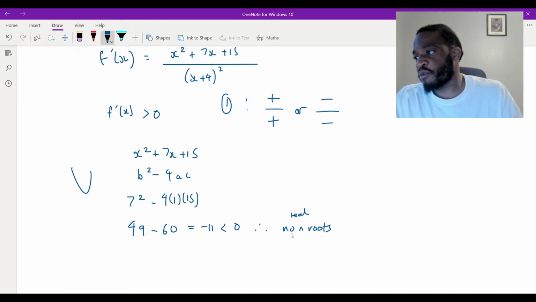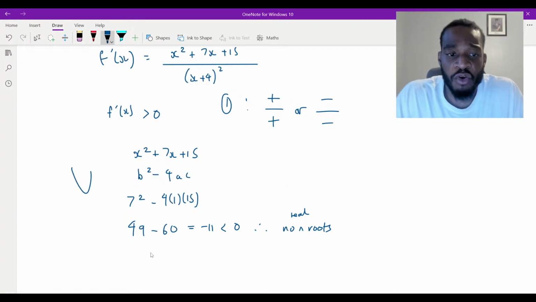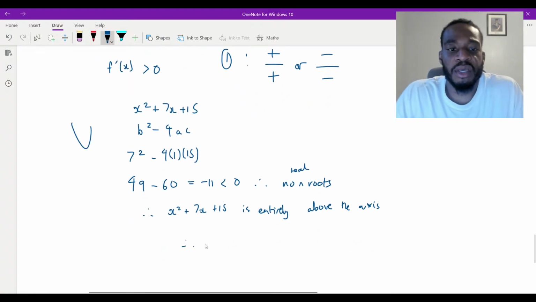I'm sure the further maths will tell me that. Anyways, there are no real roots, so it doesn't intersect. So therefore, x squared plus 7x plus 15 is entirely above the x-axis. So therefore, it's positive for all values of x. So that is done.